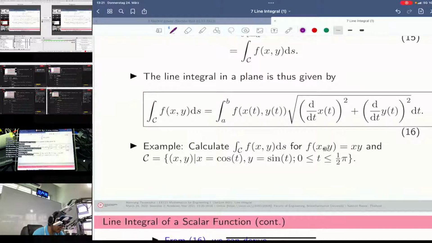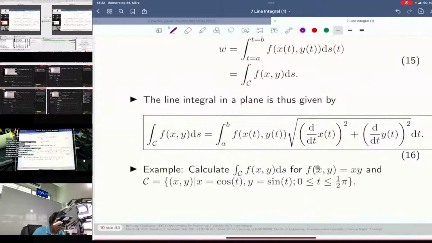Now it's time to better understand by considering an example. Integration of f(x,y), where f(x,y) is xy, the product of x and y, and the curve here is x equal to cos t, y equal to sin t, when t is between 0 and pi by 2. So now let's do that.